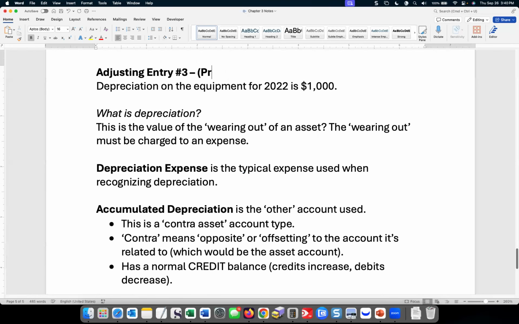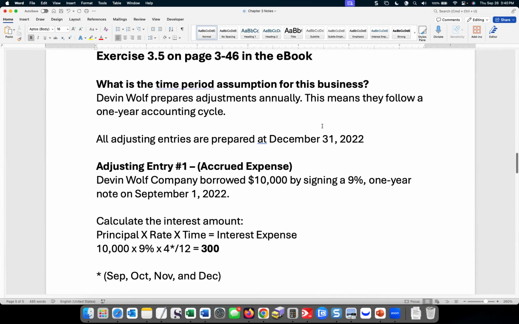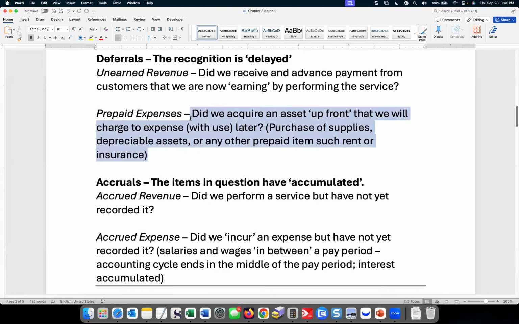Because yes, it does involve, well, here, hold on a second. I'll go back to our notes up here. Okay, way back when. Prepaid expense, where's my cursor? There it is. Did we acquire an asset up front? Sure, you bought the building, you bought the equipment. Yep. That we will charge to expense with use later. Yes, as you use the building or the vehicle or the copier or the office furniture, you're going to have to allocate a value of wearing out. How much it wears out.